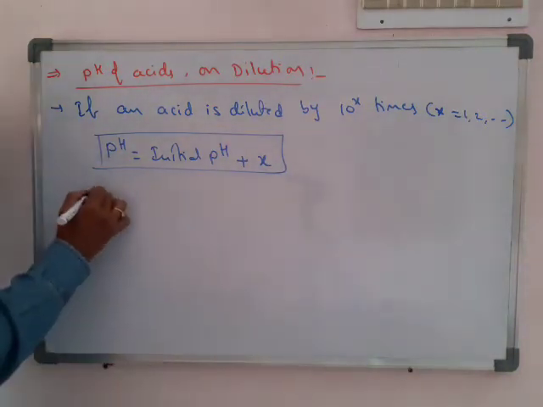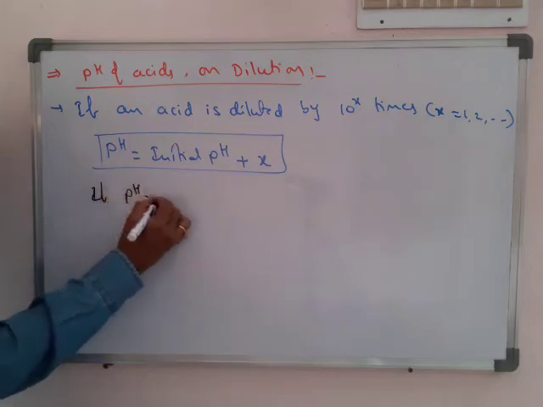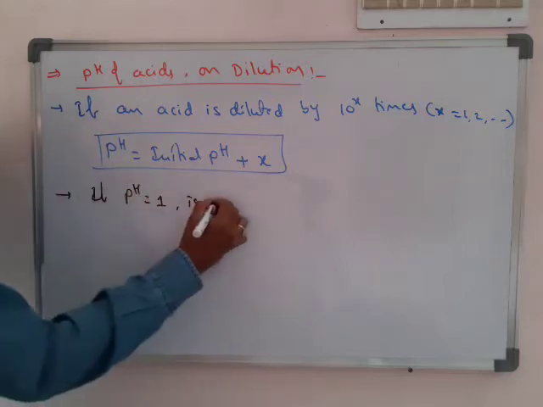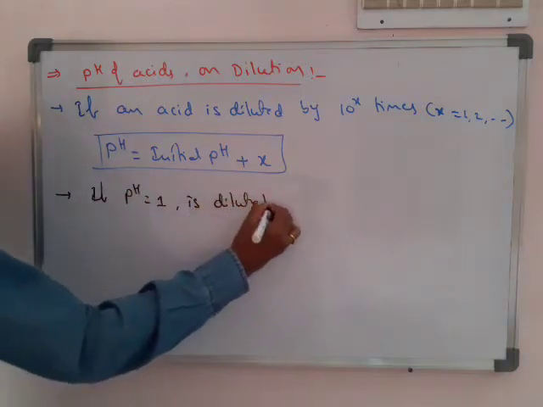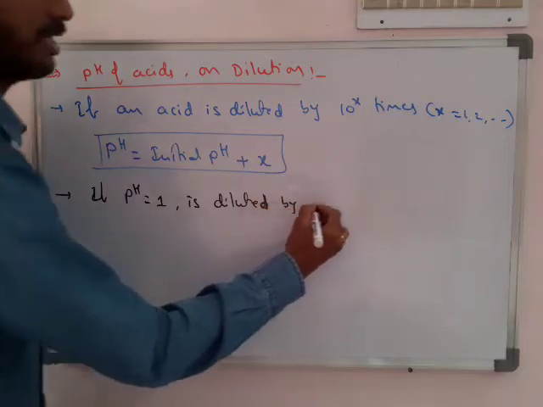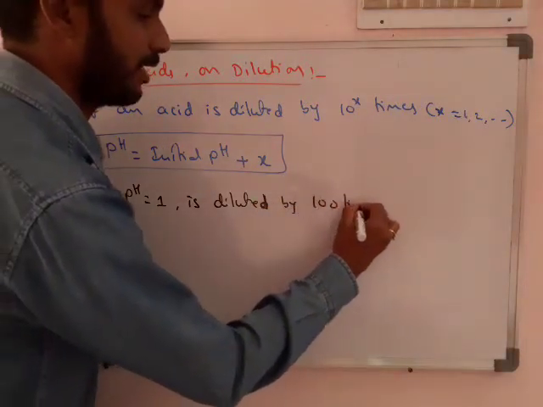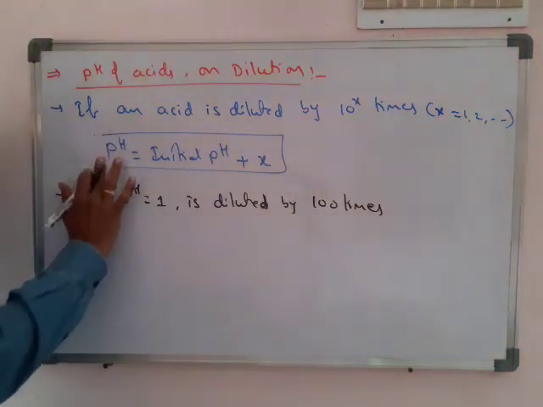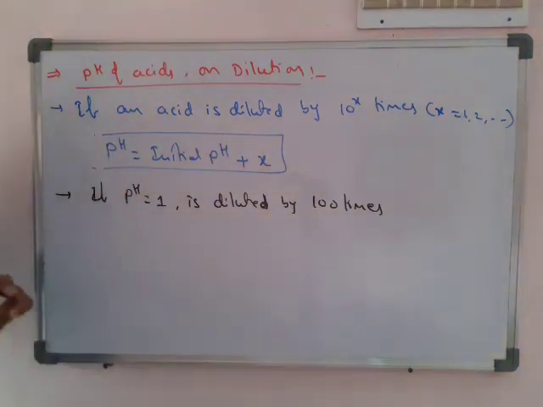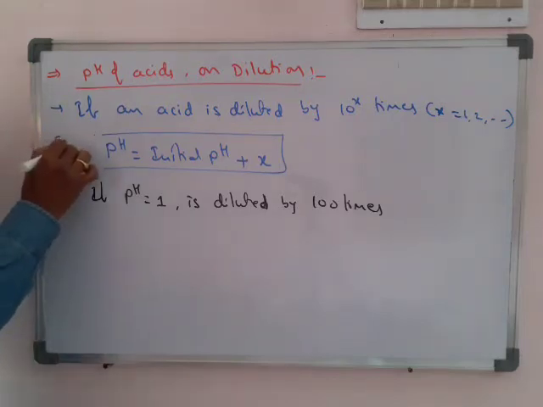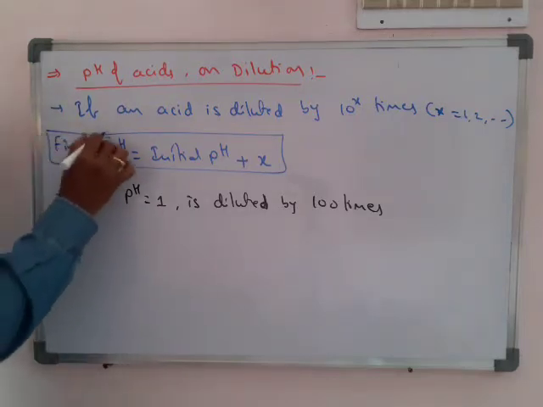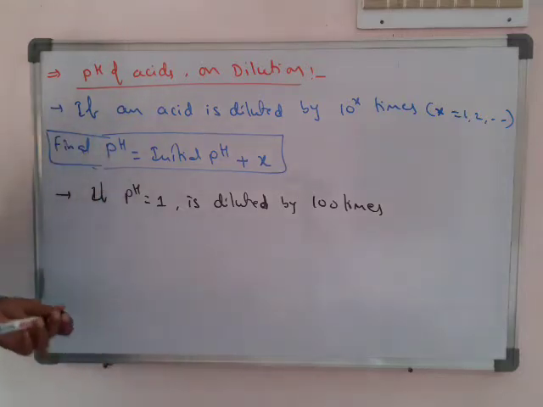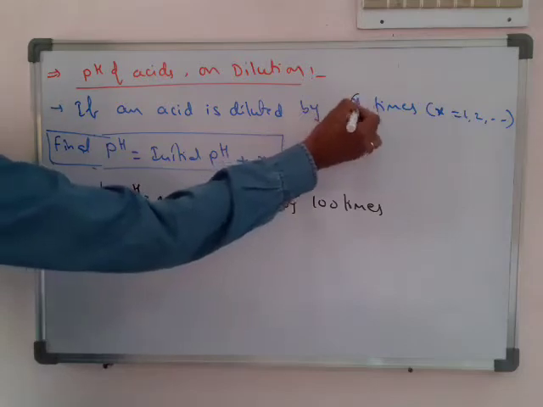For example, if initial pH is 1 and it is diluted by 100 times, then what will be its final pH? The pH after dilution we take as the final pH, so the final pH equals initial pH plus x. What is x? This is the power of 10.